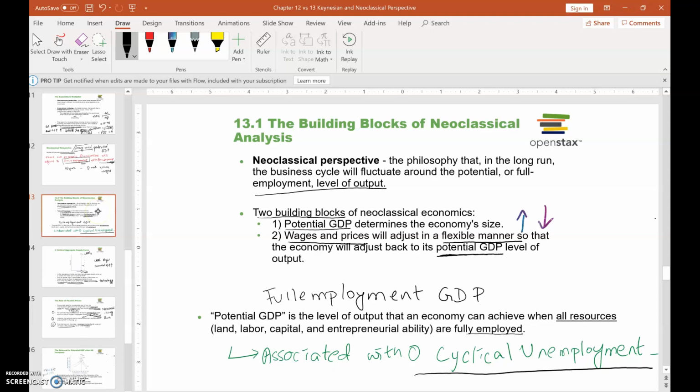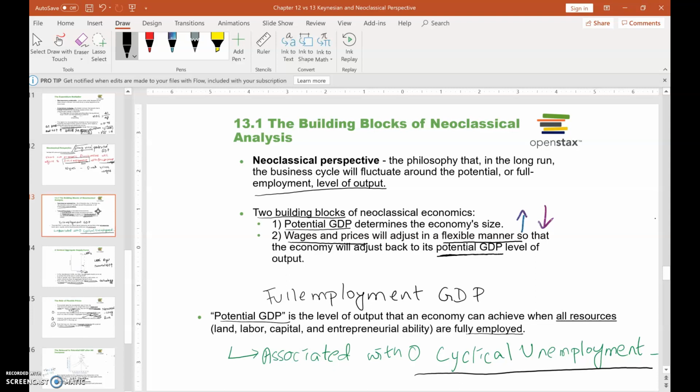We have two building blocks in the neoclassical model. Number one, potential gross domestic product determines the size of the economy. Potential gross domestic product can increase, and if it increases, the output definitely goes up. Number two, wages and prices can adjust in a flexible manner so that the economy goes back to potential gross domestic product. That means the wages and prices can increase or can go down.